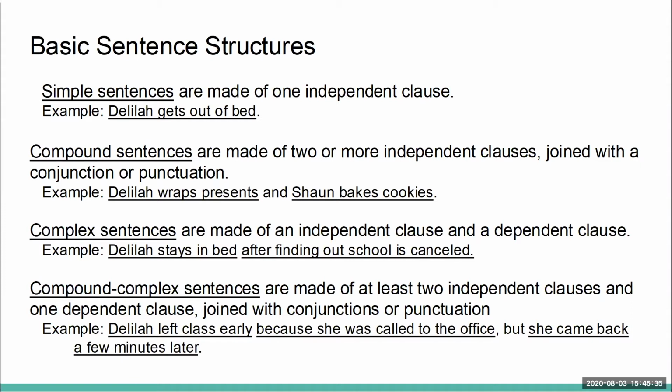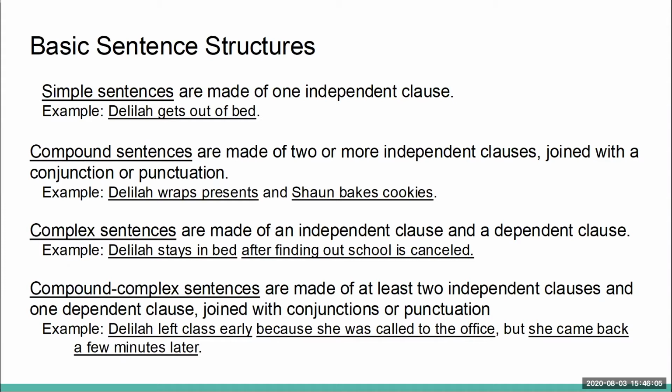Complex sentences are made of an independent clause and a dependent clause. Delilah stays in bed after finding out that school is canceled. Delilah stays in bed is an independent clause because we need to know no other information for it to make sense. After finding out school is canceled is a dependent clause, and if it was on its own, it would not be a full sentence.